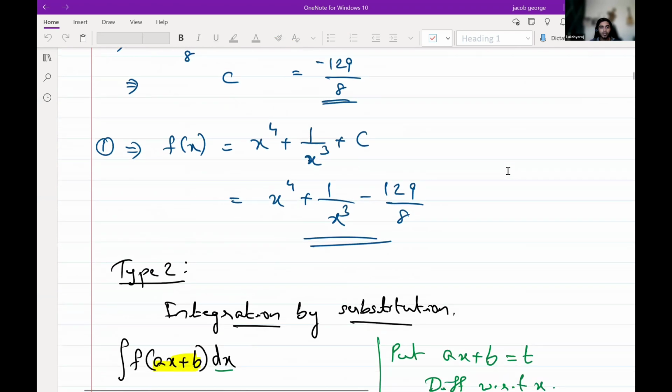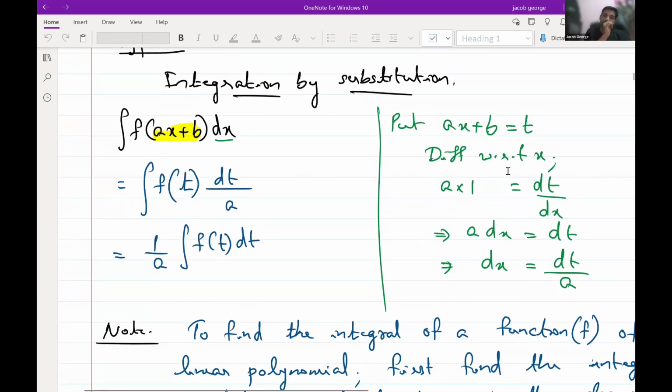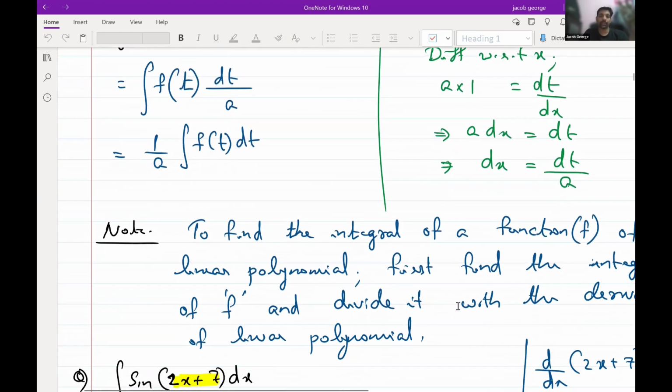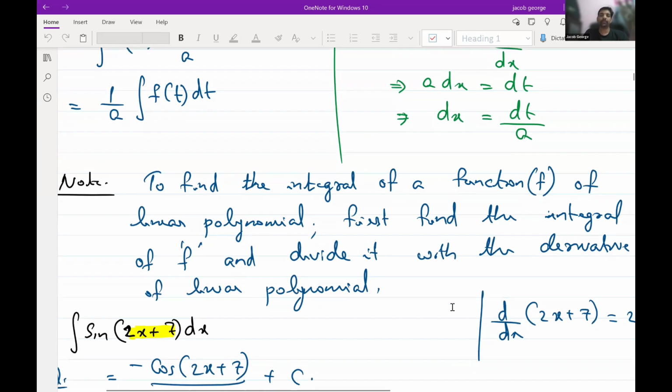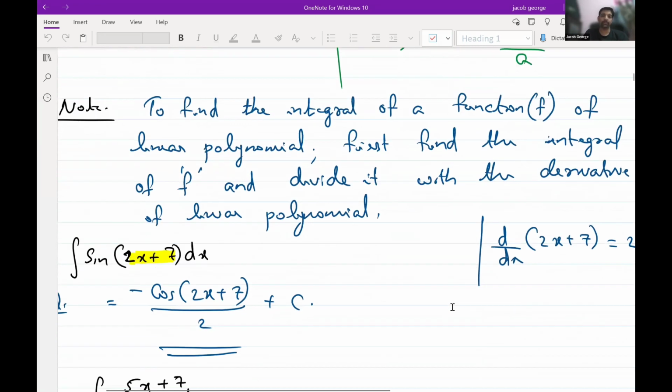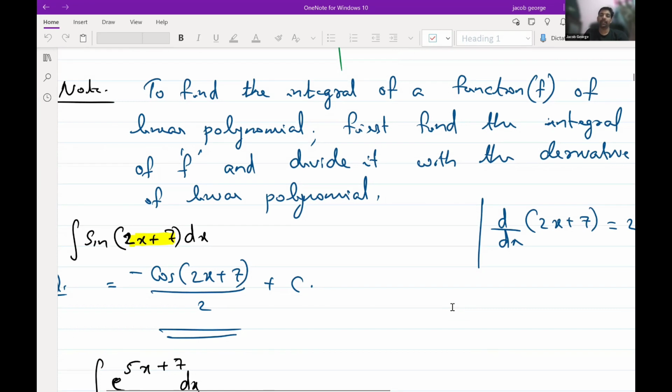After that, substitutions. Integral of f of ax plus b dx. So here, actually, the rule is this one. To find the integral of a function of a linear polynomial, that means outside there is a function, inside a linear polynomial, first find the integral of f, and divide it with the derivative of the linear polynomial. So this is like a chain rule of integral. First, we have to find the integral of the outer function, then divide it with the derivative of the inner function.